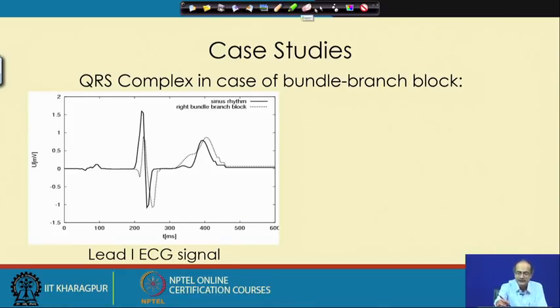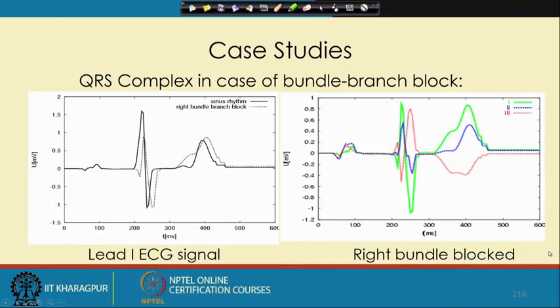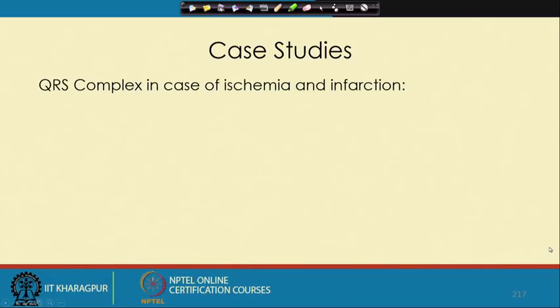And this is not just limited to lead one, all the leads are impacted. Here we are showing in this particular case how lead 1, lead 2 and lead 3 will get affected. Lead 1 is shown in green color, lead 2 in blue color and lead 3 in red color. So, all of them are getting affected, and we can see the changes in all, but the amount of effect depicted in each lead would be different. So, this is the case of a right bundle block, and now we will go for more studies.